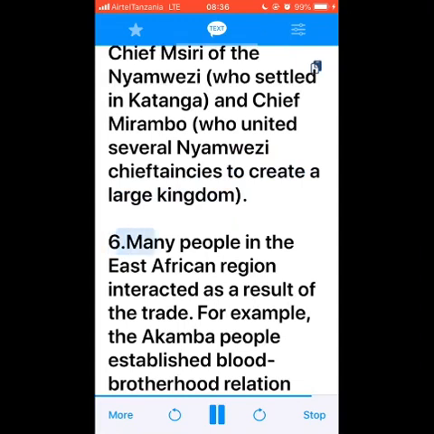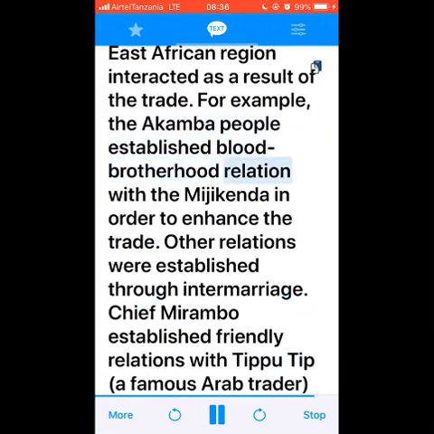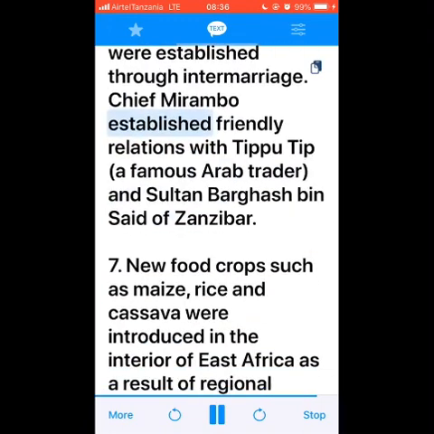6. Many people in the East African region interacted as a result of the trade. For example, the Akamba people established blood brotherhood relations with the Mijikenda in order to enhance the trade. Other relations were established through intermarriage. Chief Mirambo established friendly relations with Tippu Tip, a famous Arab trader, and Sultan Bargash bin Said of Zanzibar.